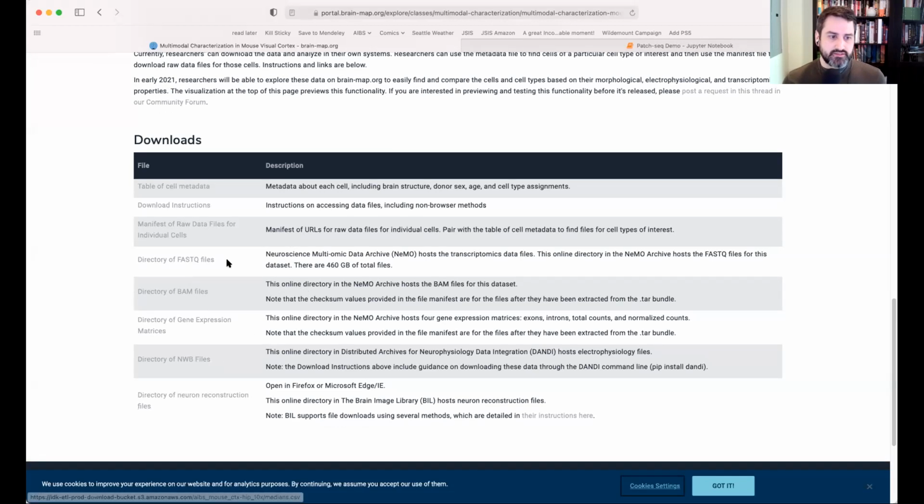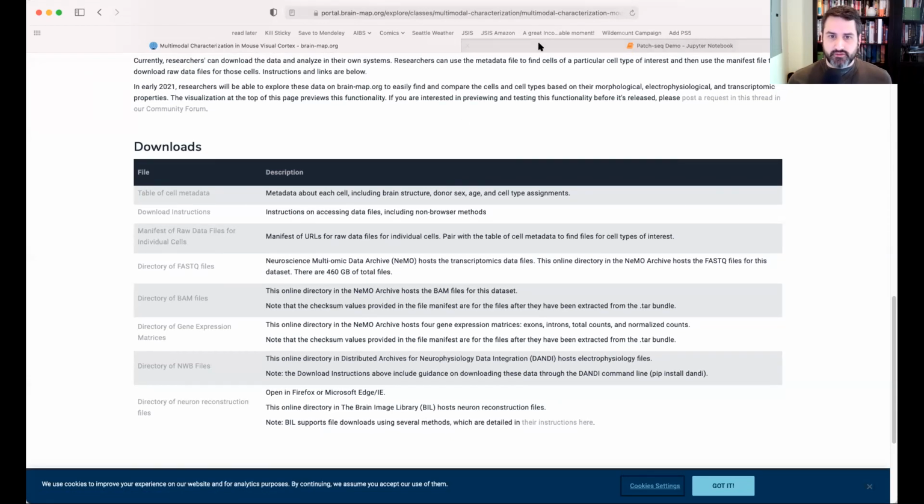And then these are just directories to the raw data at these different archives. So NEMO is hosting our transcriptomic information. The DANDI archive is hosting the electrophysiology, and the BIL, the Brain Image Library, is hosting the neuronal reconstructions.